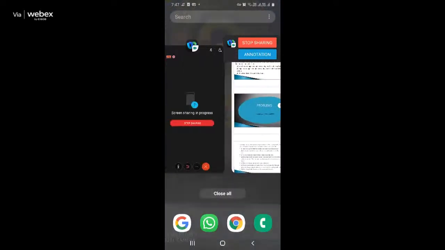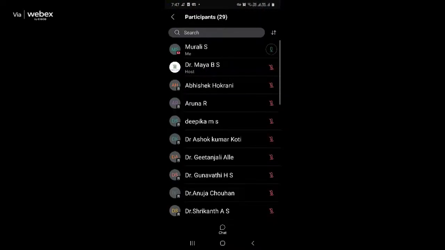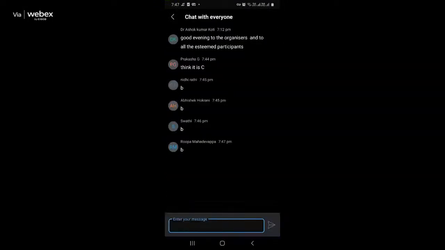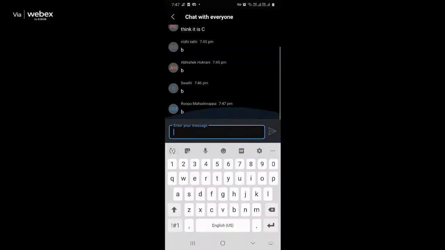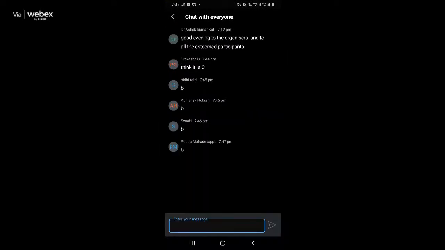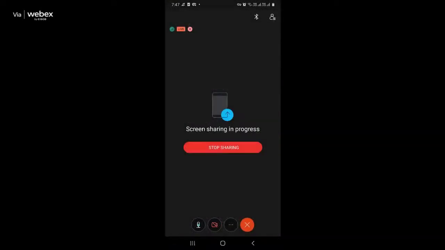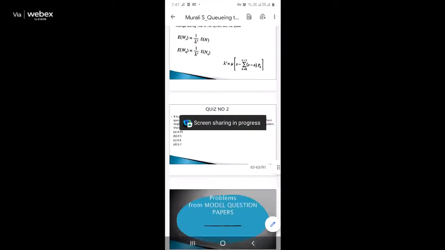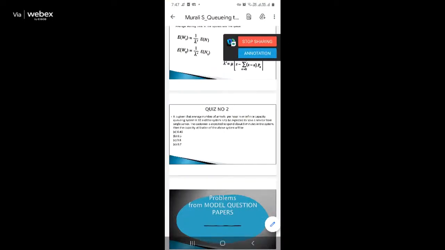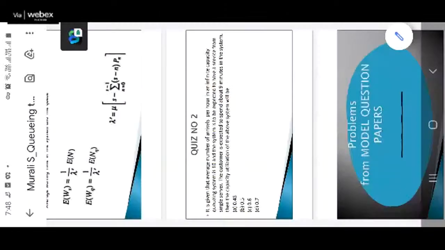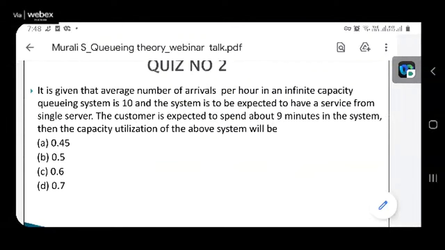Anyone with answer A or D? No, again B. Okay. I'll explain the question again, because I don't need to waste 3 minutes, so you can understand and do the problem. Here it is given the average number of arrivals per hour. See, it's an infinite capacity queuing system, so the infinite FIFO model.